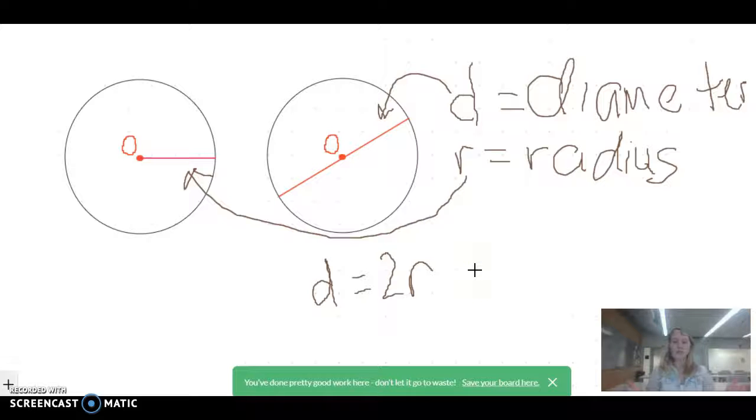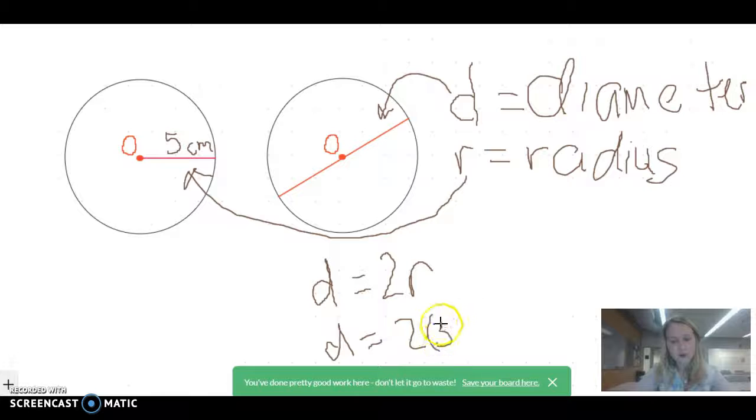So let's go over an example problem of that. Let's say that we have a radius of 5 centimeters here. What would our diameter be? Well, let's look at our formula. We have D equals 2R. If we plug in 5 for R, we're going to get D equals 2 times 5, which is 10, so our diameter is 10 centimeters. So nothing too complicated.